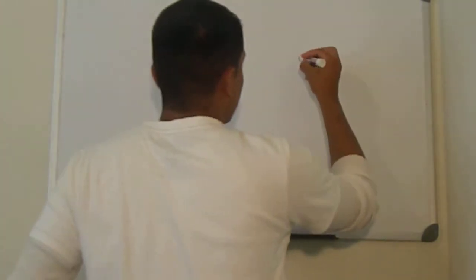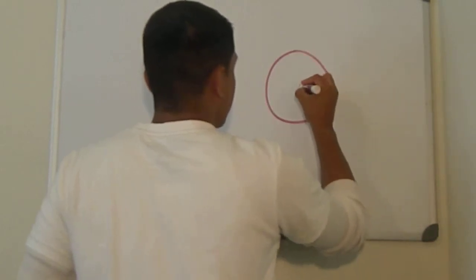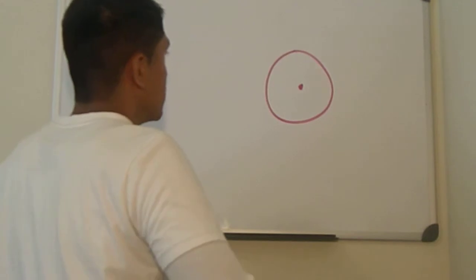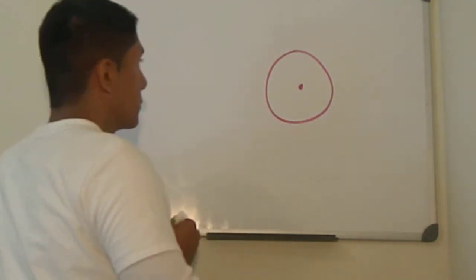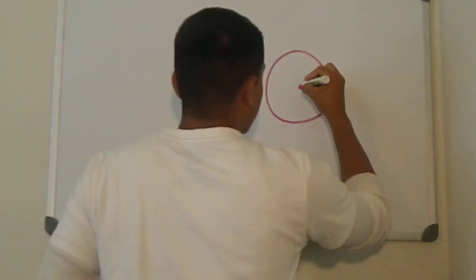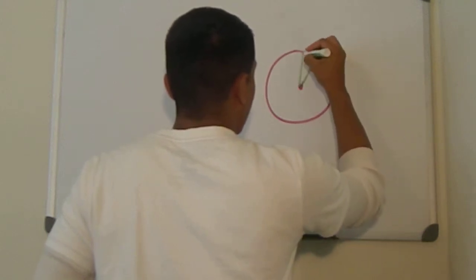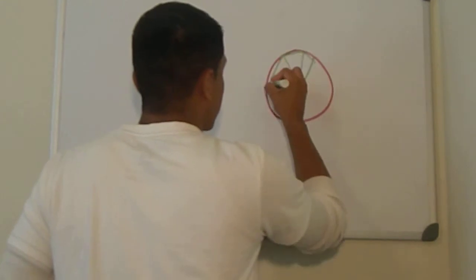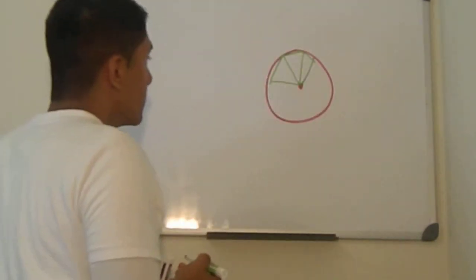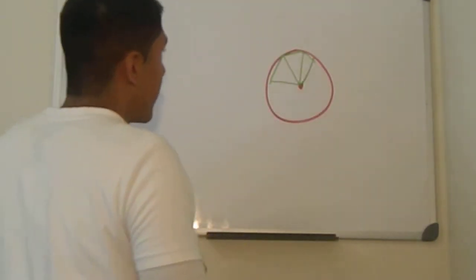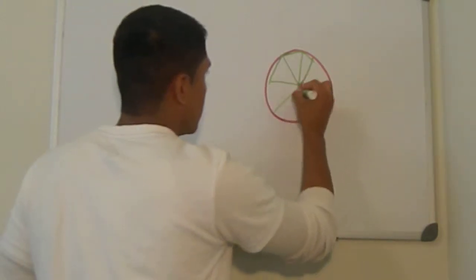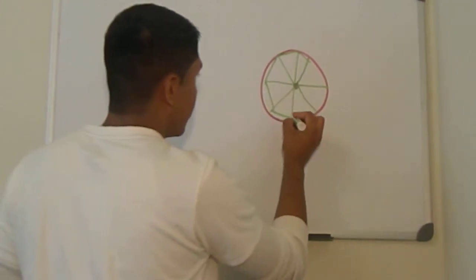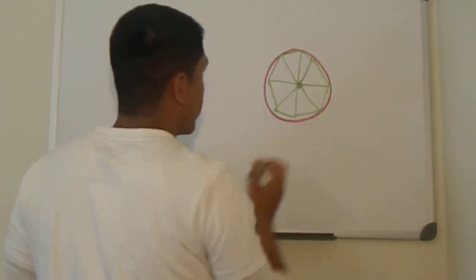You have your circle, and a close approximation to the area of the circle is if we draw all these triangles in. Just draw triangles all the way around the circle, and we find the area of all the triangles. We add them up. We get a rough approximation of the area.